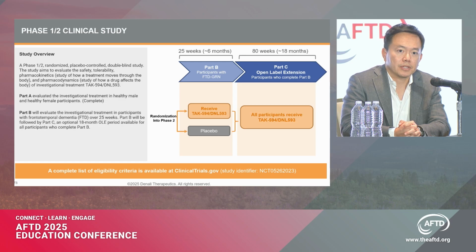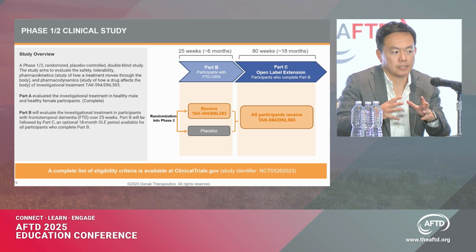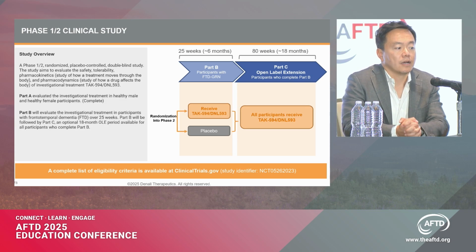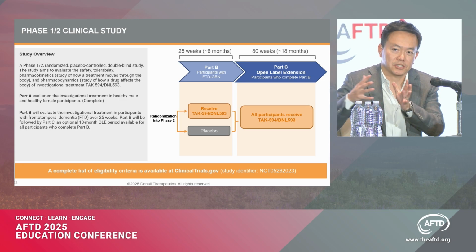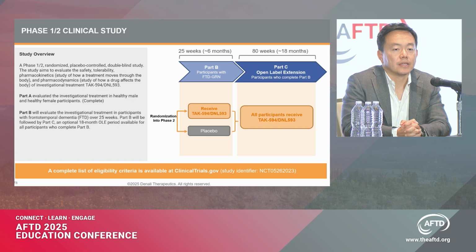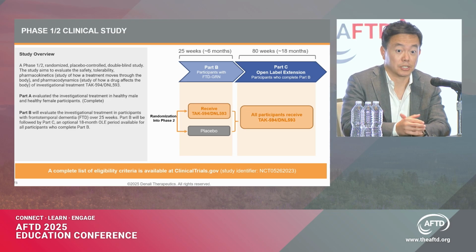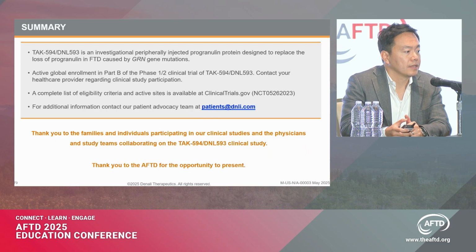The treatment period is Part B. It's the double blind, so that means there's a placebo and the active treatment. More patients will get the active treatment than placebo. This double blind period is for 6 months. And after 6 months, there's an 18-month open label extension. What open label extension means is that everybody will get the drug. And this study is currently ongoing.